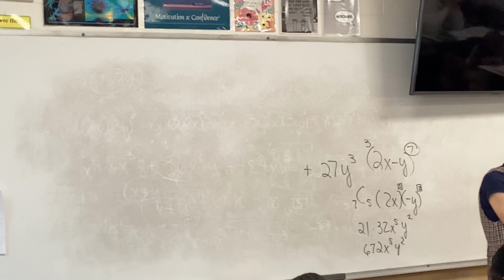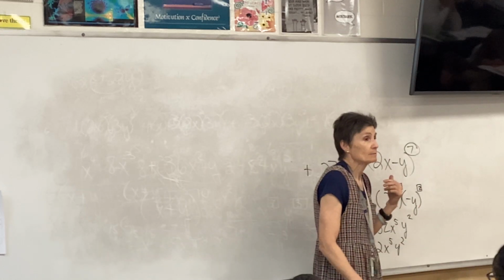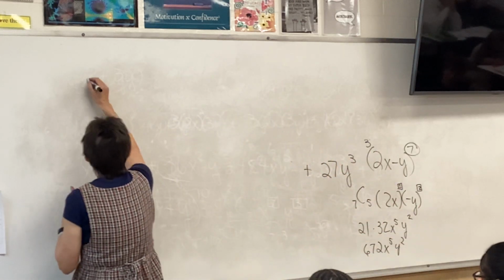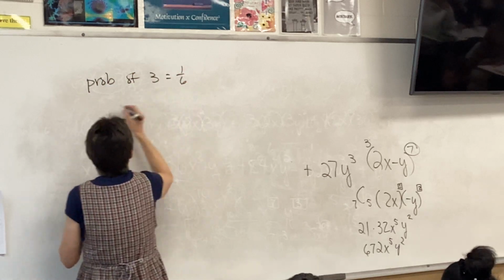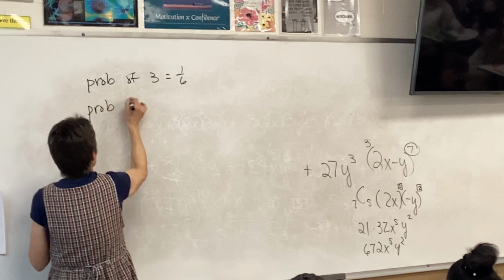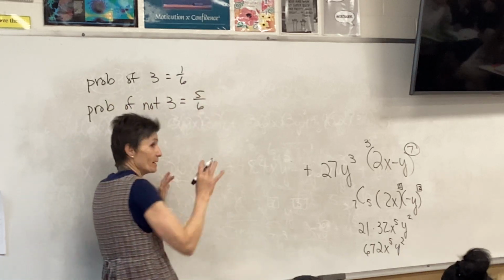Okay, so I've got one of those. And I'm gonna roll it. What's the probability that I will get a 3? 1/6. So the probability of 3 is 1/6. What's the probability of not 3? 5/6. Everybody clear on that?